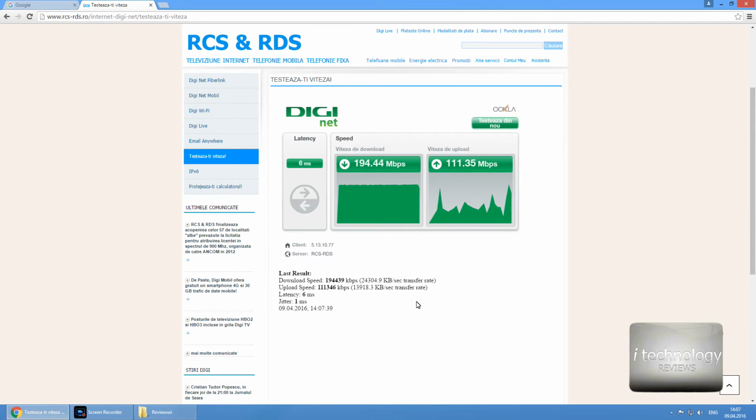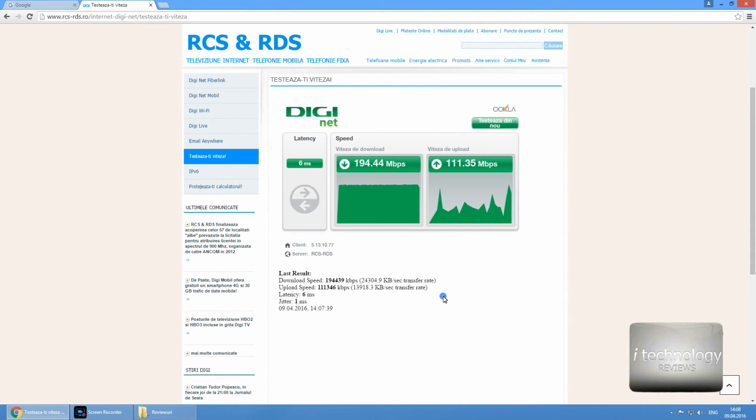I told you sometimes I obtain even 28, 29 megabytes per second, because we can obtain a maximum of 300 megabits per second. And the upload speed is not so bad. We got 111 megabits per second, and when we divide by 8, we have 13 megabytes per second at the upload, which is awesome speed.